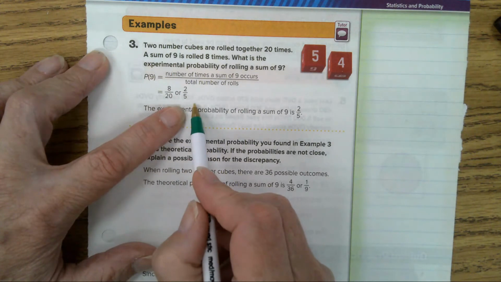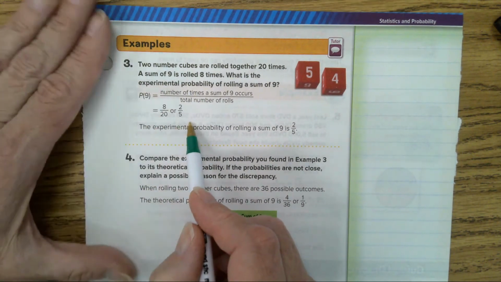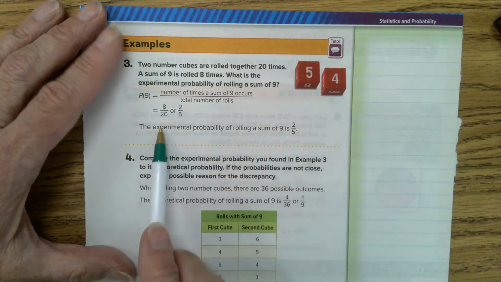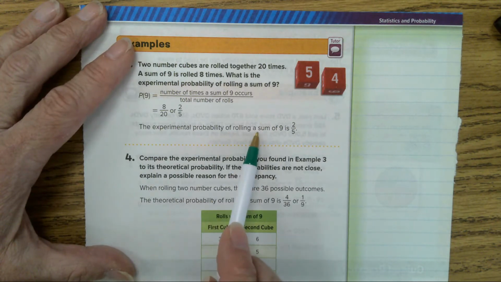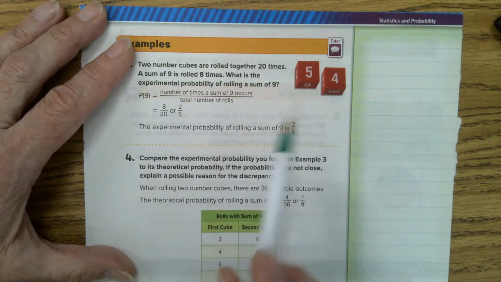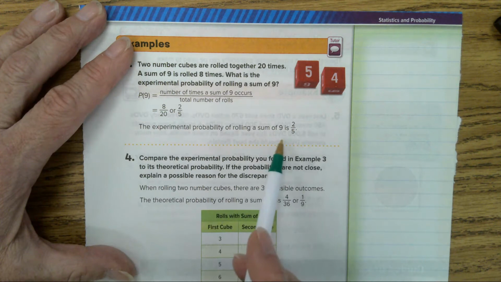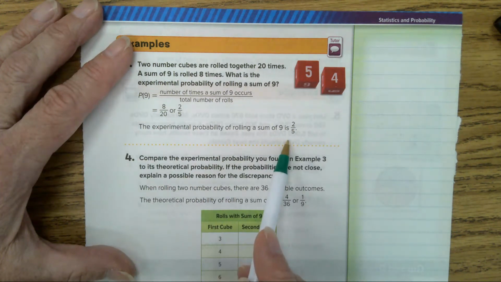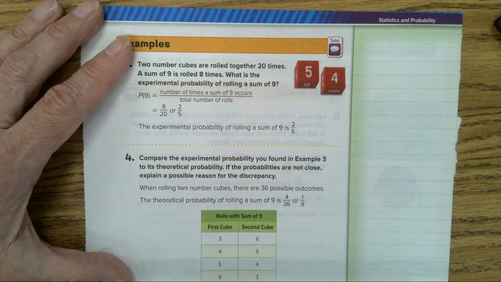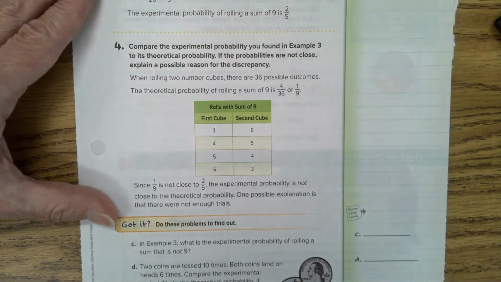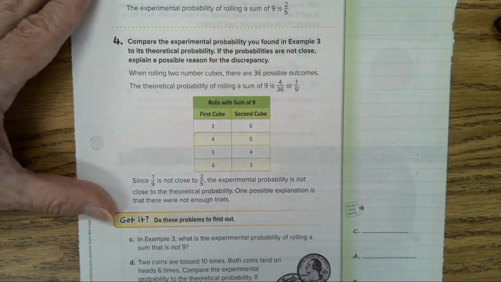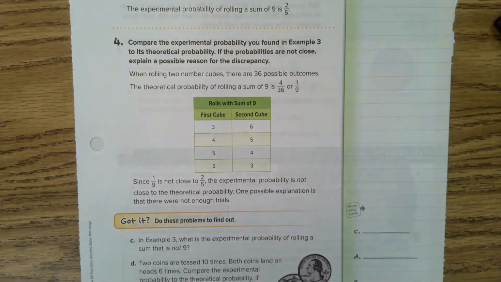Any questions on how you get the experimental probability? The experimental probability of rolling a sum of 9 is 8 over 20, which simplifies to 2/5. Any questions on that? Okay, let's look at number 4. Compare the experimental probability you found in example 3 to its theoretical probability. Now, if the probabilities are not close, explain a possible reason for the discrepancy.